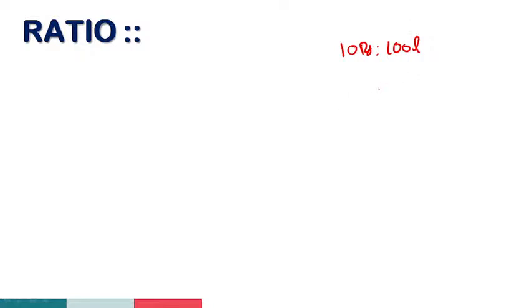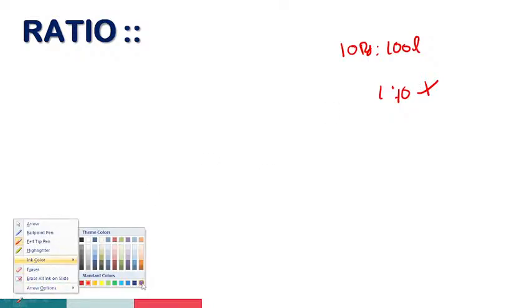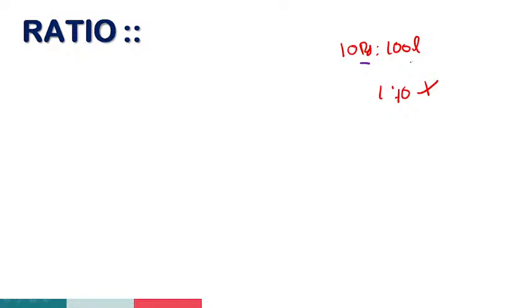Yes, very good. Somebody is saying the answer is 1 is to 10. Very good, but it is a wrong answer. Why? Because here it is given 10 rupees and 100 liters. How can you calculate rupees and liters? Can we cancel rupees and liters? No. For example, 10 rupees, 100 rupees, then the answer is 1 is to 10. 10 liters, 100 liters, then the answer is 1 is to 10.